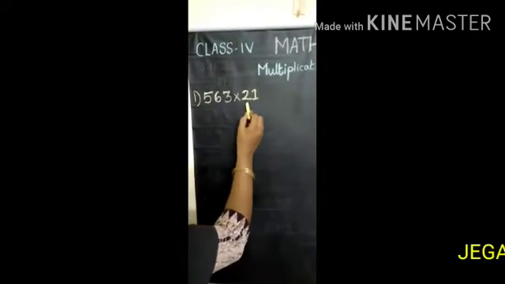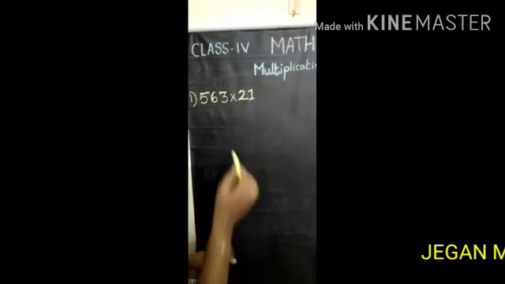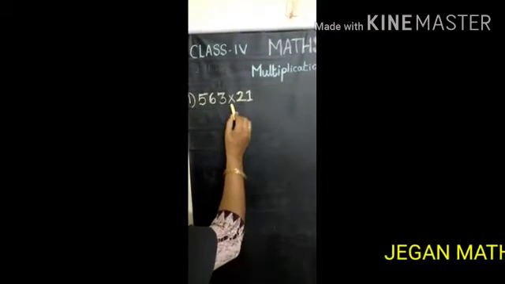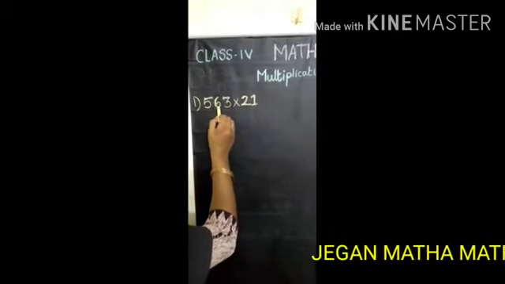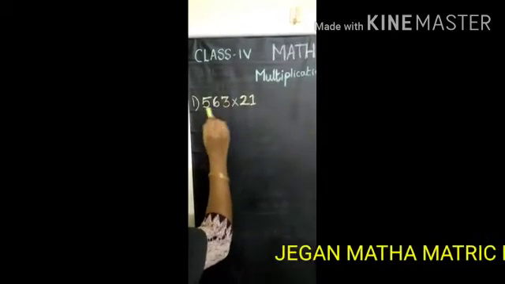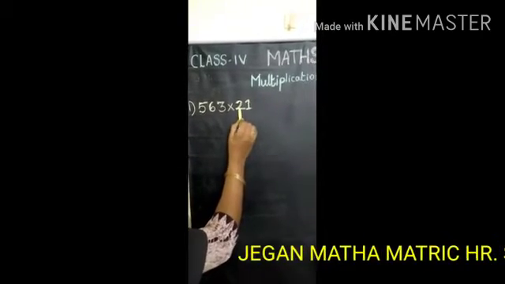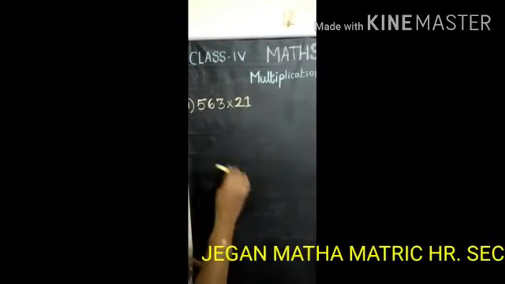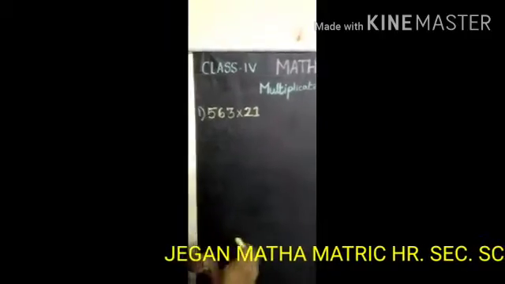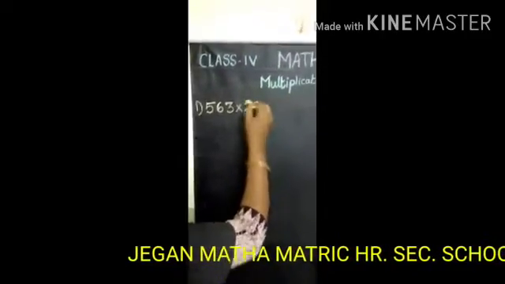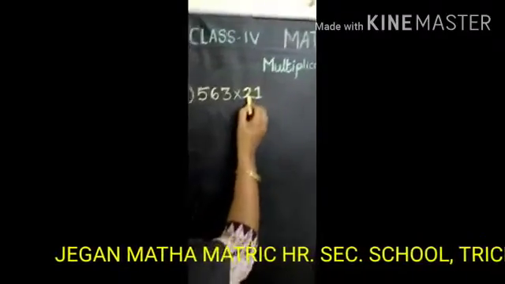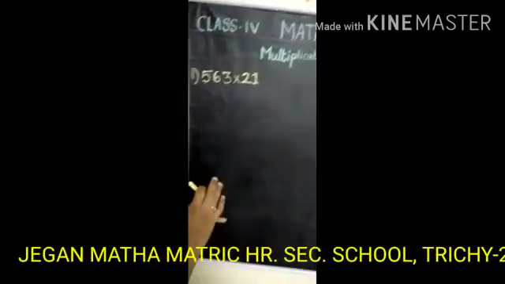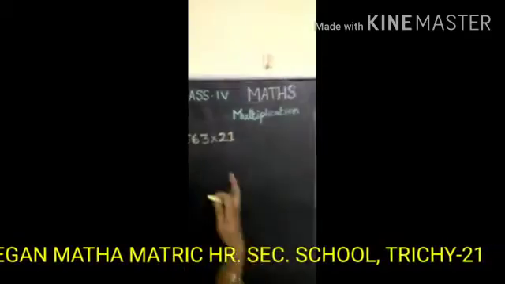563 multiplied with 21. See, this is a three-digit number multiplied with a two-digit number. So, ones, tens, hundreds: three-digit. Here is a two-digit number: ones, tens. In this sum, we are going to use the one table and the two table. Okay, children, the sum uses the one table and the two table. So first you recall your two table and one table.